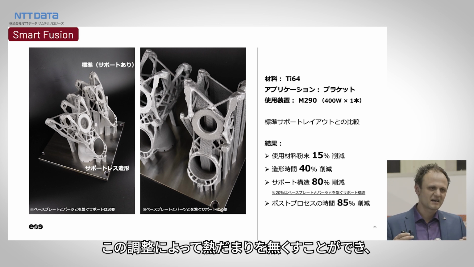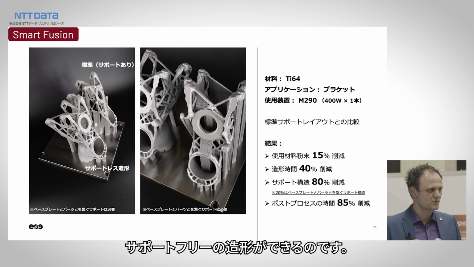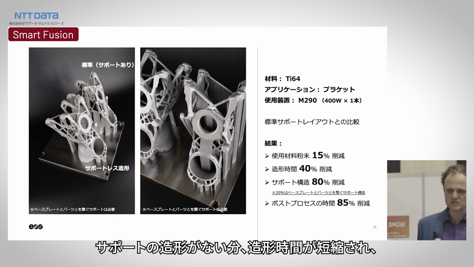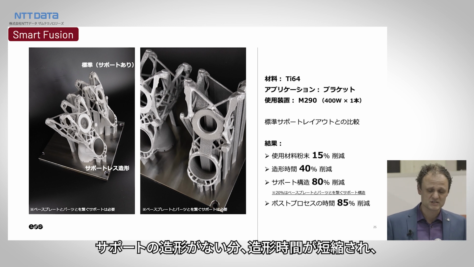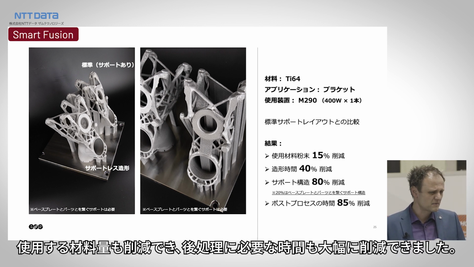So it's basically a machine that controls itself and adapts and adjusts the process where it's necessary. And the results are amazing. You have dramatic reductions in the print time, dramatic reductions in the material being used for these support structures, and you can dramatically save post-processing time.